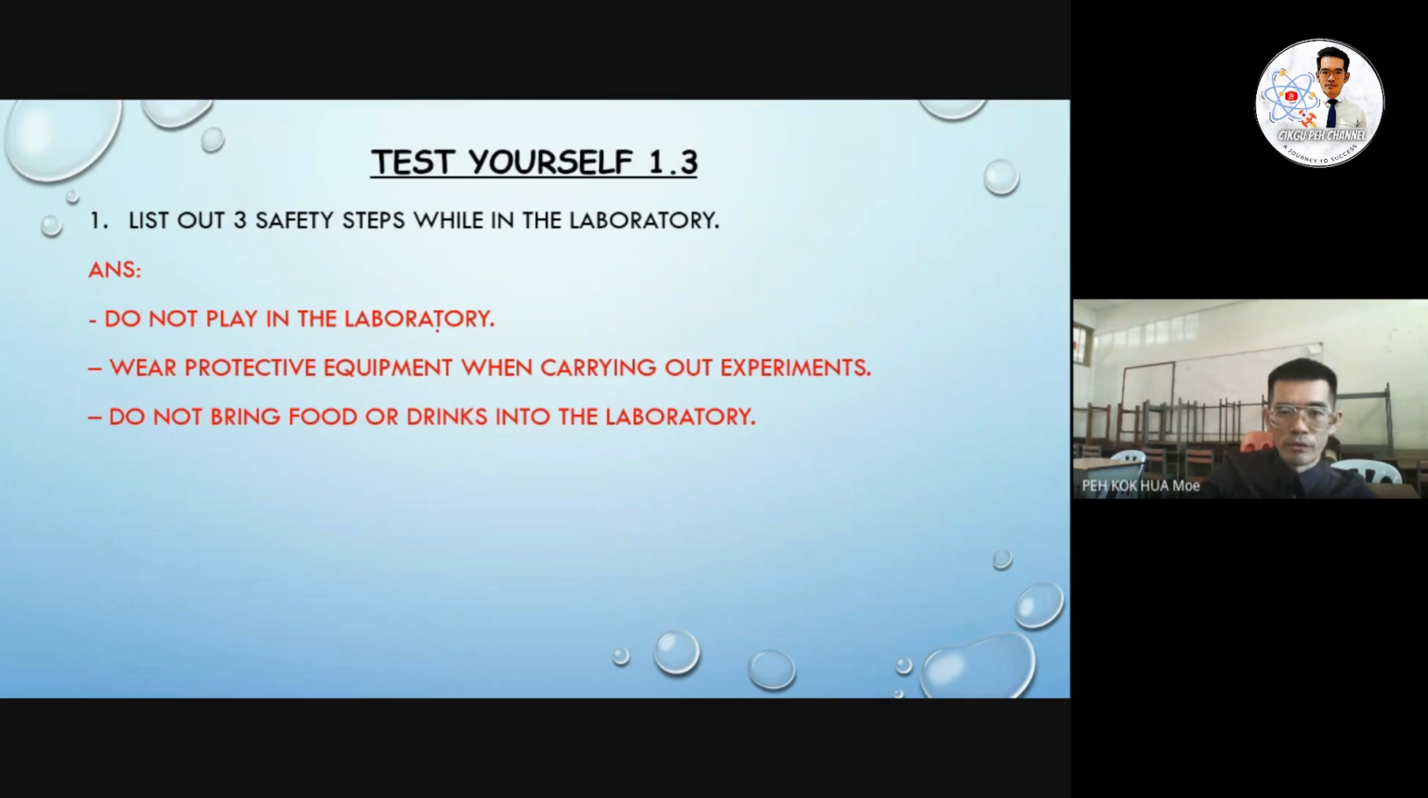Do not play in the laboratory. Wear protective equipment when carrying out experiments, as per our discussion just now. We have protective equipment for the students and also protective equipment when we conduct our experiment. And do not bring food and drinks into the laboratory. So this is the discussion for question 1.